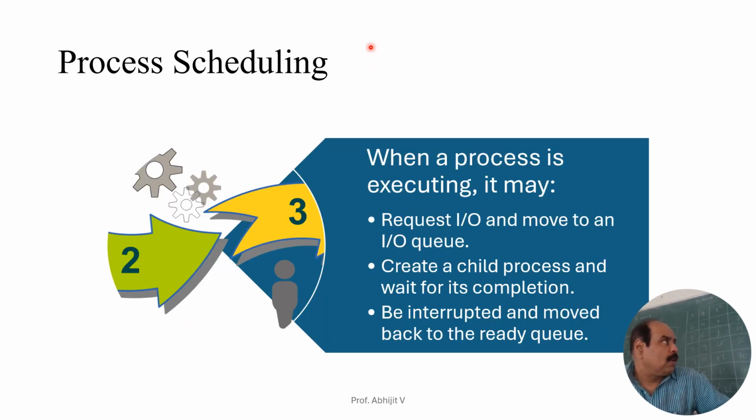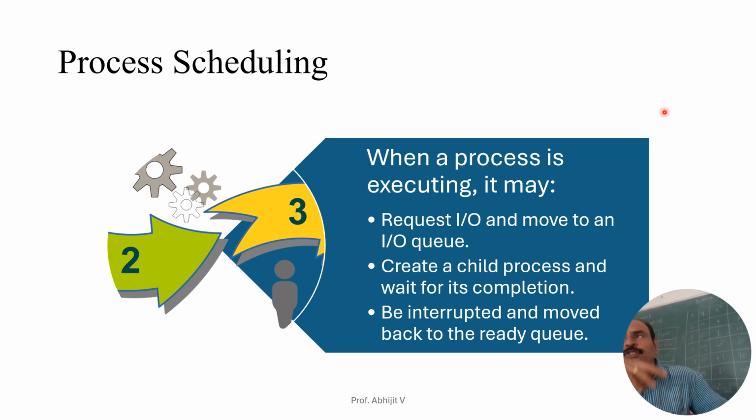So next, what happens to different processes? How is a process scheduled? When a process is executing, it may make an input output request and move to an input output queue. We have seen that we have a device queue, no? It may create a child process and wait for its completion. Or it may be interrupted and move back to the ready queue.